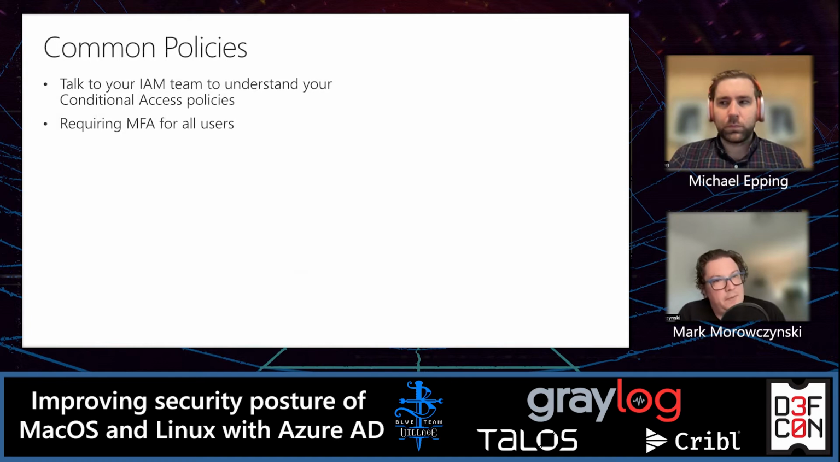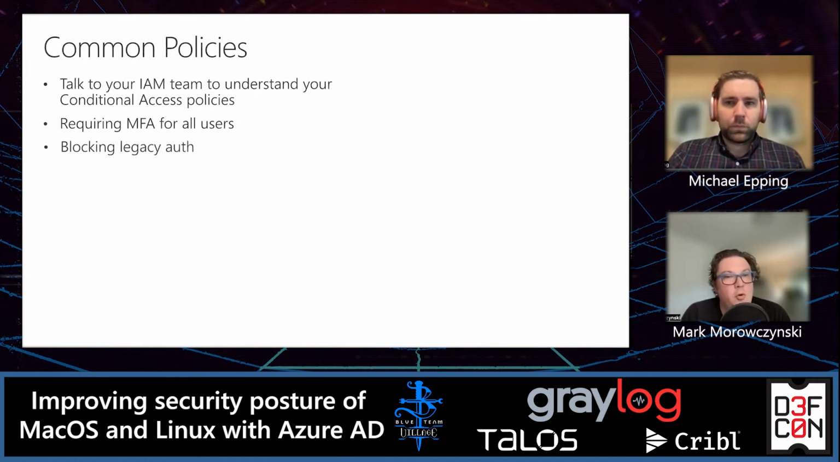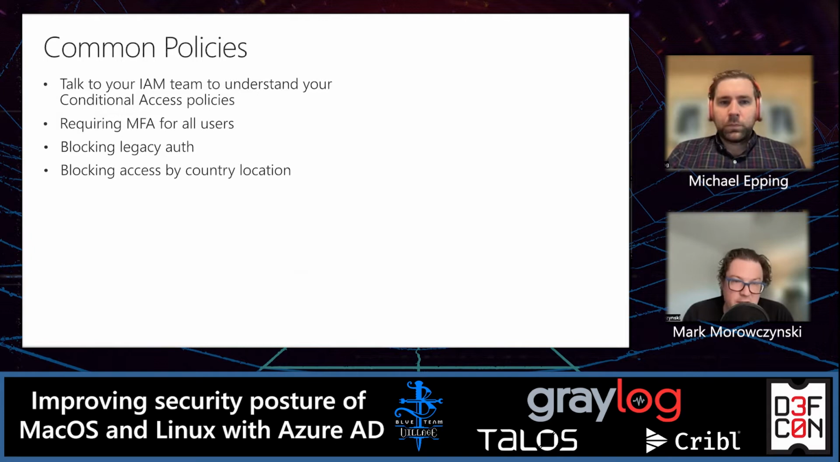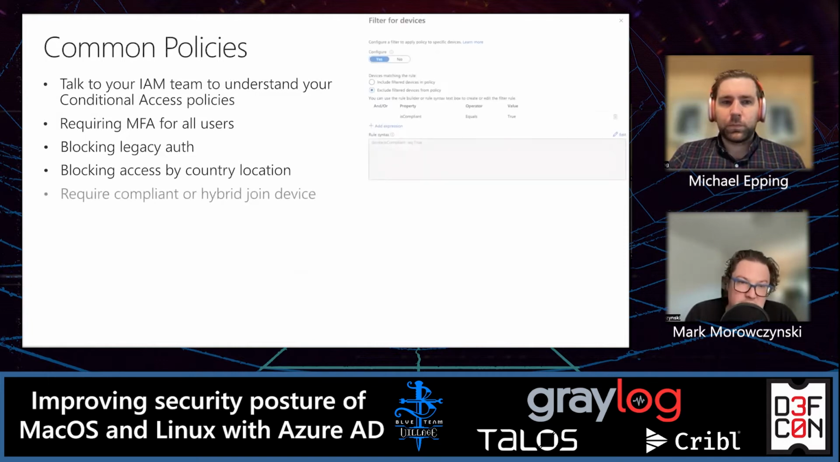So, again, talk to your IAM team if that's not you, understand the policies, but things like requiring MFA for all users. This is really, really good. Blocking legacy authentication. You've probably done that already. I know we've had talks about this here in the past, things like POP3, IMAP4. Blocking access by a country location. So saying we have no users in this region, or we have no business interest in this region, we're going to block access altogether.